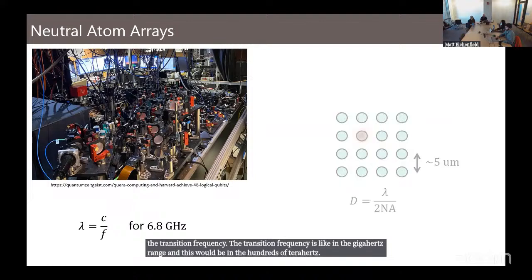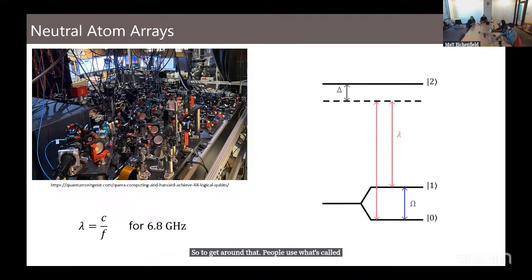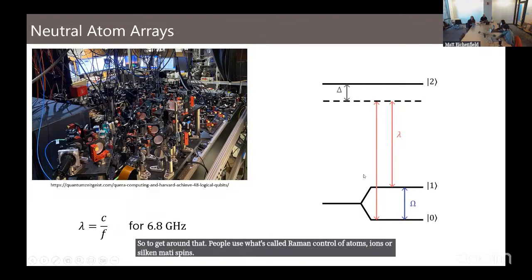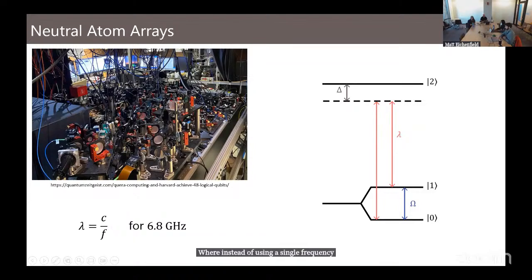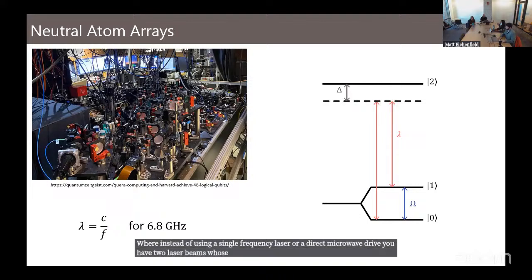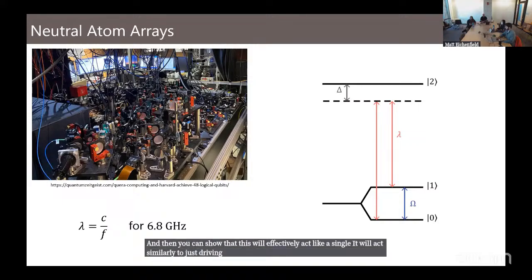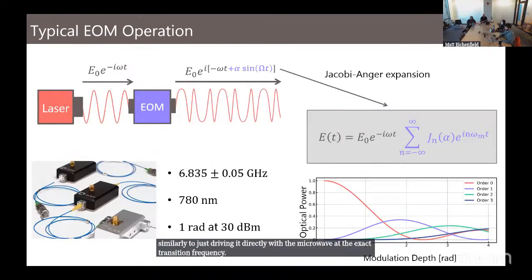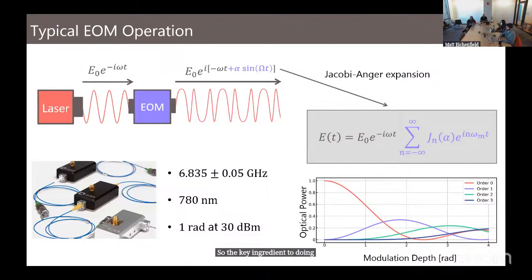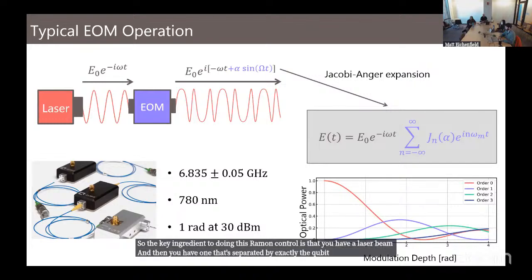To get around that, people use what's called Raman control of atoms, ions, or silicon vacancy spins, where instead of using a single frequency laser or a direct microwave drive, you have two laser beams whose frequencies are separated by the transition frequency. And then you can show that this will act similarly to just driving it directly with the microwave at the exact transition frequency. So the key ingredient to doing this Raman control is that you have a laser beam, and then you have one that's separated by exactly the qubit transition frequency from that initial laser beam.